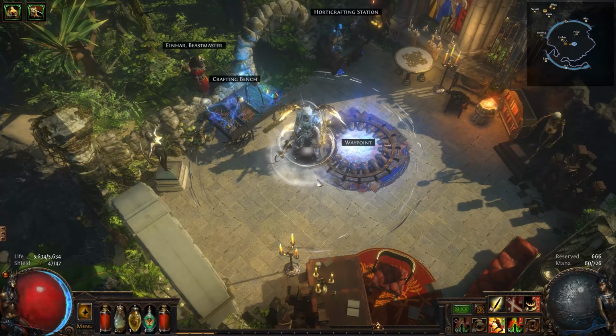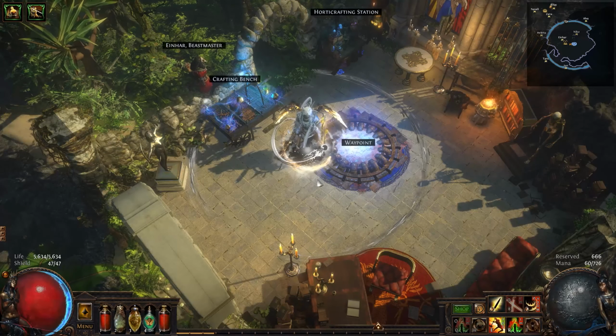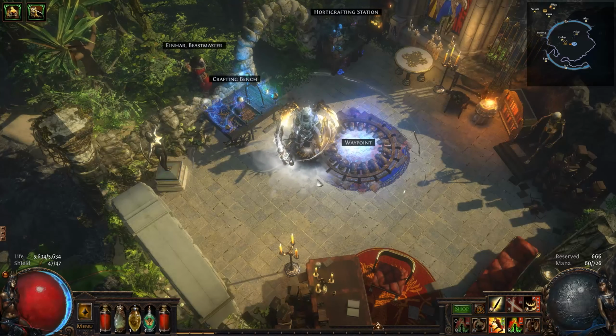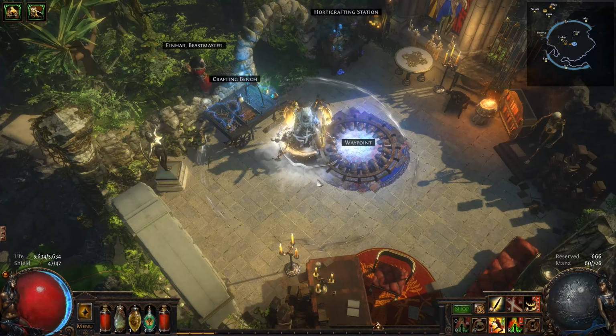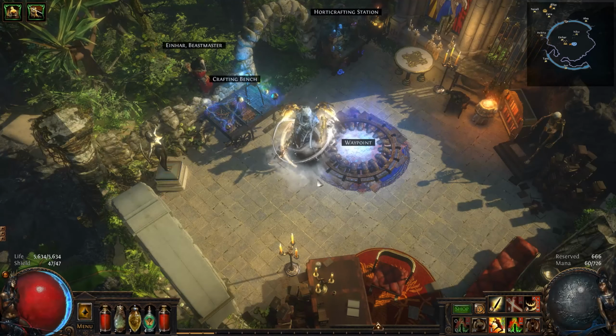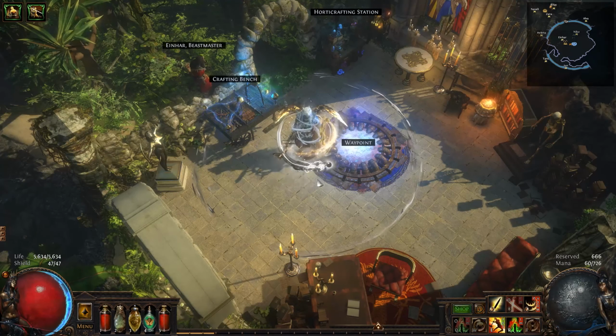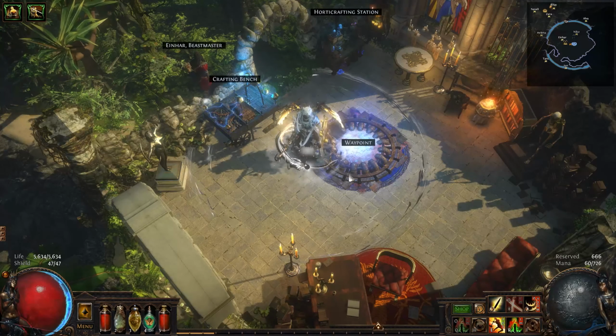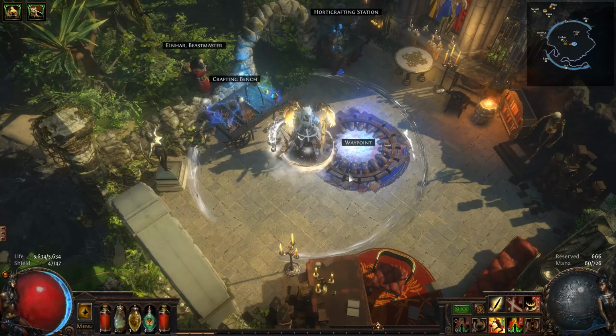What is the difference between attack speed versus cast speed? To put it simply, attack speed only affects attacks, while cast speed only affects spells. And it's very important to know the difference between attacks and spells and what they are. I'm going to cover that in just a second to help you understand when you have an attack versus when you have a spell.